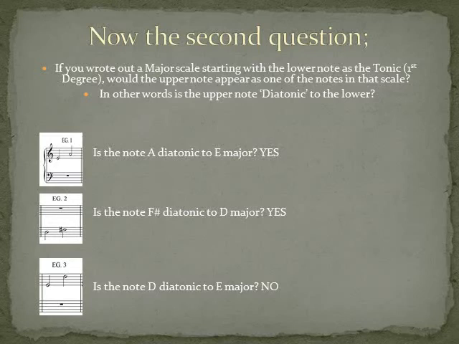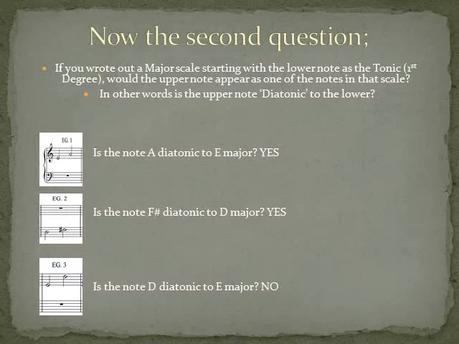Lower note E, upper note A. We ask, is the note A, the upper note, one of the notes in the scale of E major, or should it be sharpened or flattened? So in other words, is the note A diatonic to E major? And the answer is yes. Question 2. Is F sharp, the upper note, one of the notes in the scale of D major? And the answer is also yes.